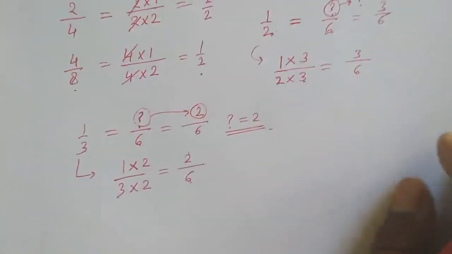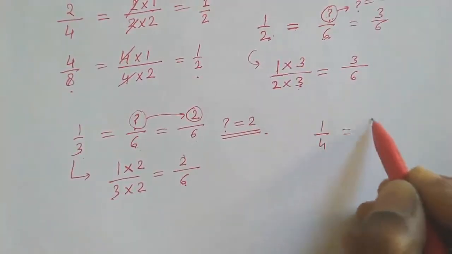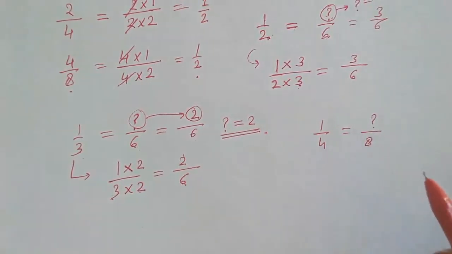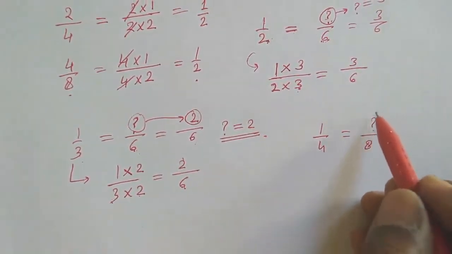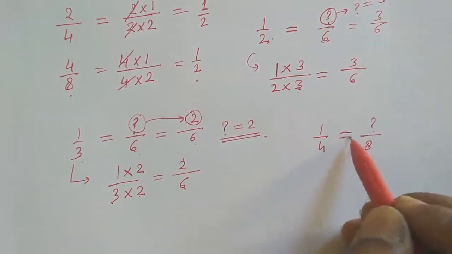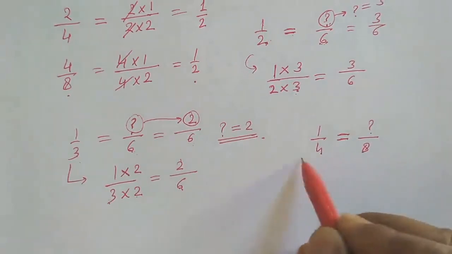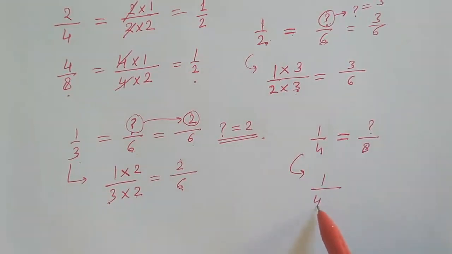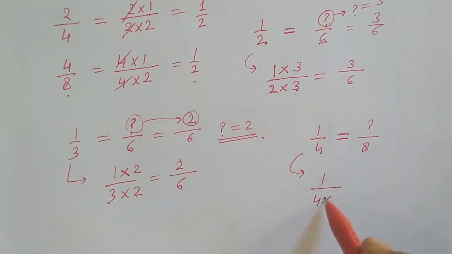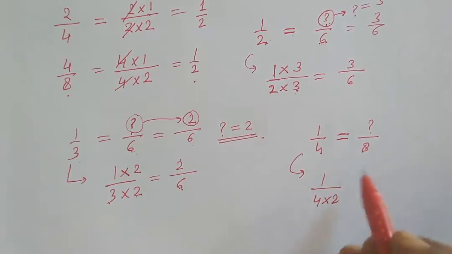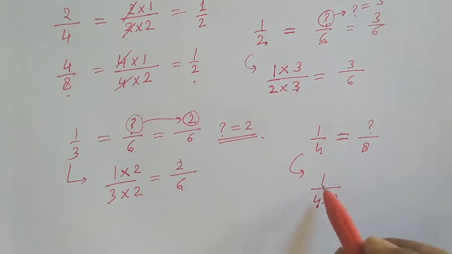Suppose that if I ask you 1 by 4 equal to how much upon 8, what should be this number for this fraction and this fraction to be equal? So let us convert this 4 into 8. How can we convert this 4 into 8? Simple, you multiply it by 2. So if you have multiplied this denominator by 2, you also have to multiply this numerator by 2, so that the number does not change, the fraction does not change.